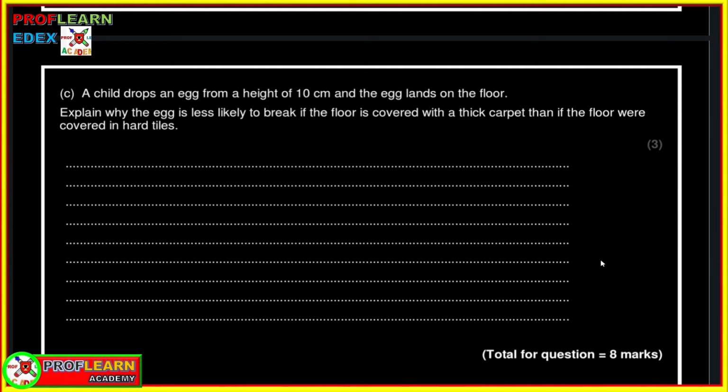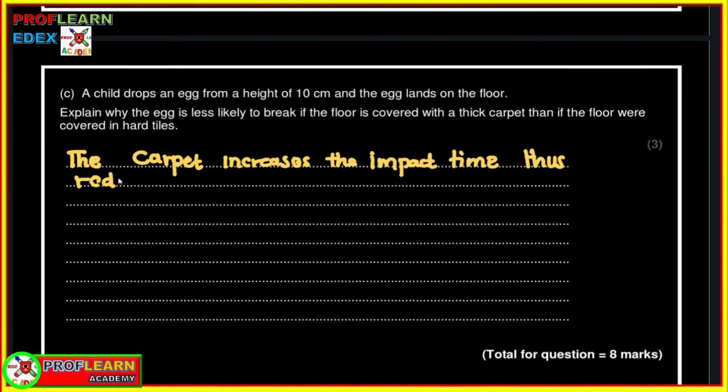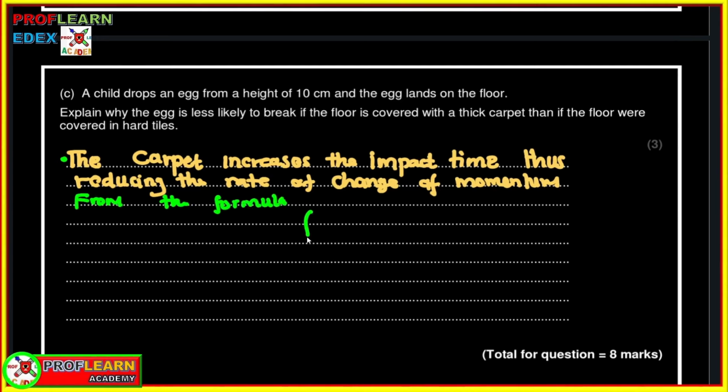Remember, when we have a thick carpet, it means that the carpet is going to increase the time of impact. And if time of impact is increased, it is going to reduce the rate of change of momentum, which means that the overall force experienced by the egg is going to be less. So we're going to say the carpet increases the time of impact, and this reduces the rate of change of momentum. And eventually, from the formula, remember the formula, force equals change of momentum over time, then we can say that the force is going to be reduced.